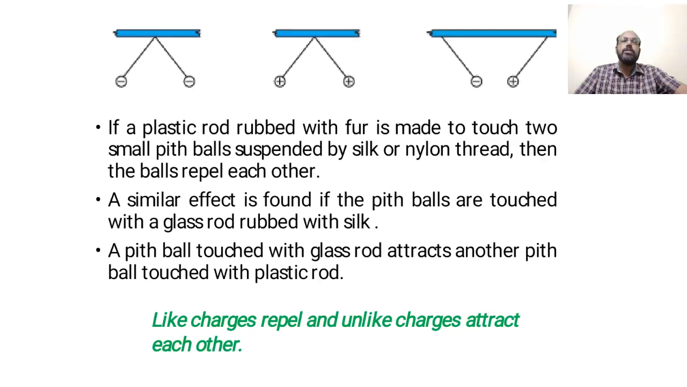Here, in the first case, the electrons are transferred to the pith balls. Then these two pith balls move away from each other. In the second case, the electrons are transferred from the pith balls to the plastic rod. Then it gets a positive charge. That is why they repel each other.